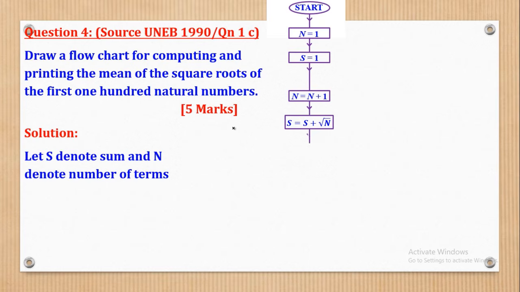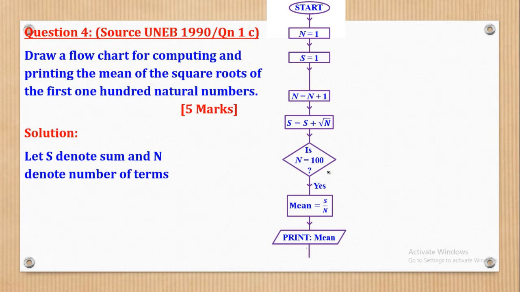So after the assignment, you can go to the decision. Is N equal to 100? If it is yes, you go to calculate your mean and then print that mean and stop. But what if N is not 100? You have to increment N by putting a loop there. So I'll come and put my loop there, and that'll be my complete flowchart.